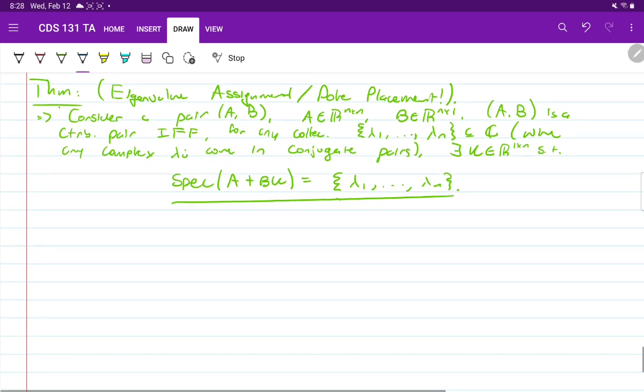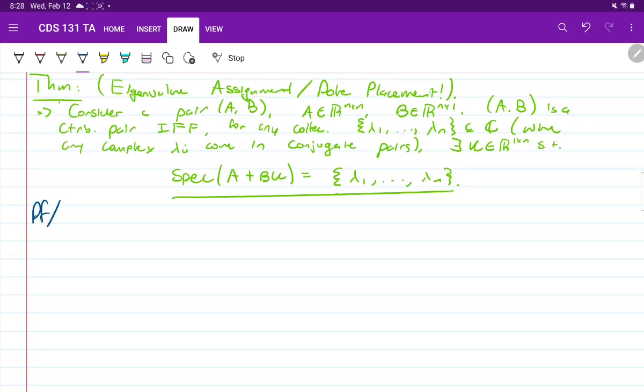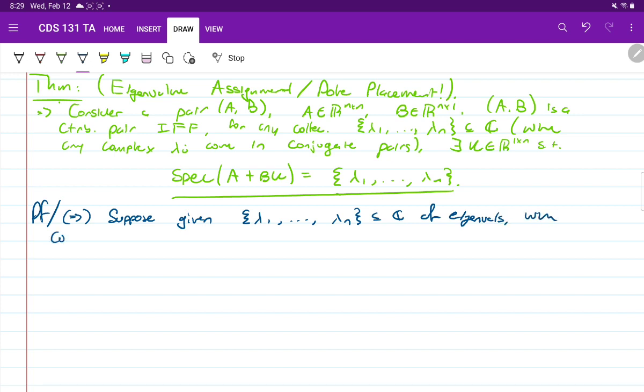All right, let's go ahead and prove this result. One direction of this result will really just require piecing together the things that we talked about up there. So let's prove that direction first. Suppose I hand you a collection of eigenvalues and I'd like to find a K such that A plus BK has those eigenvalues. So suppose we're given a collection lambda 1 through lambda n of eigenvalues where any complex lambda i's come in conjugate pairs.